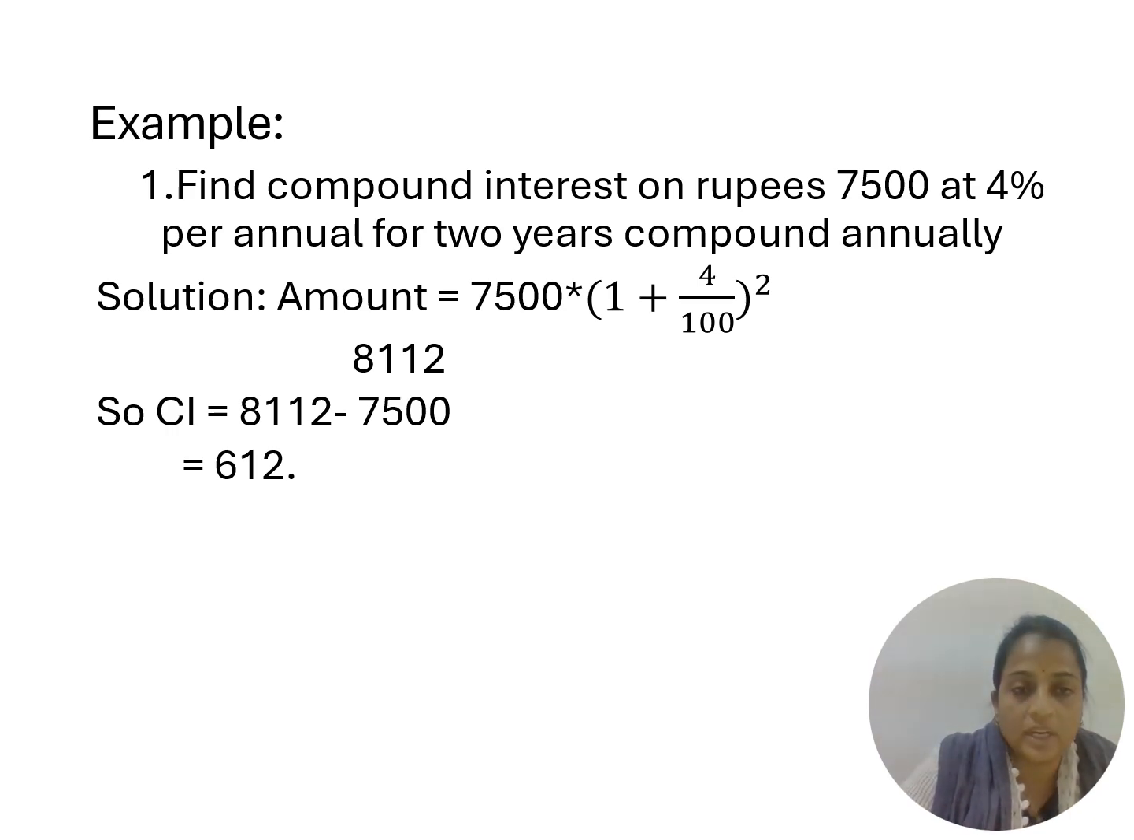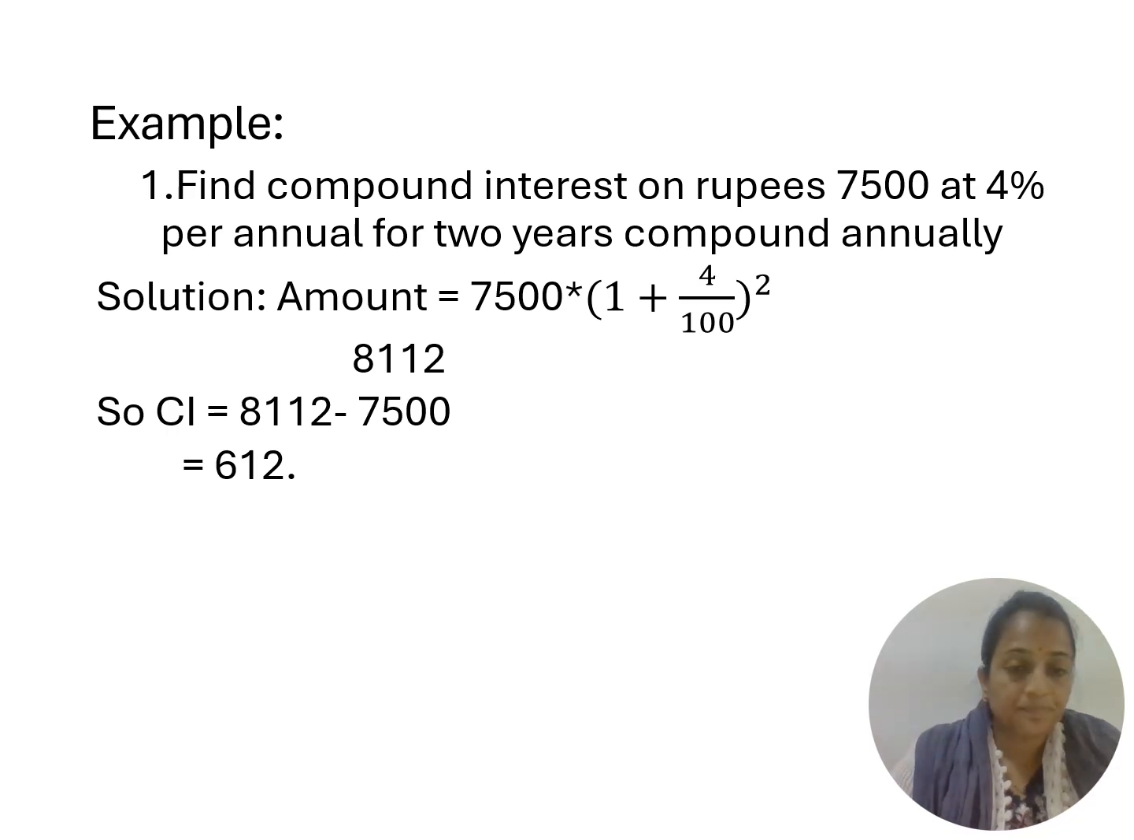If we calculate this, then we get the answer 8112. And to calculate compound interest, compound interest is amount minus principal. So the amount is 8112 minus 7500, and we get the answer: compound interest is equal to 612. This is the final answer.